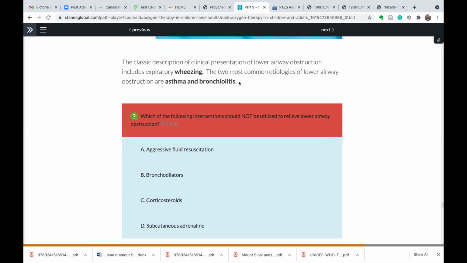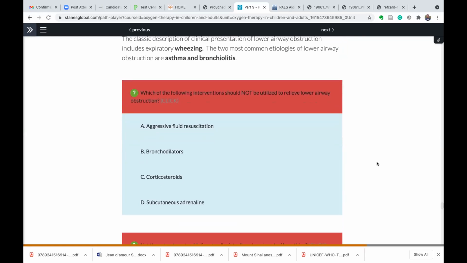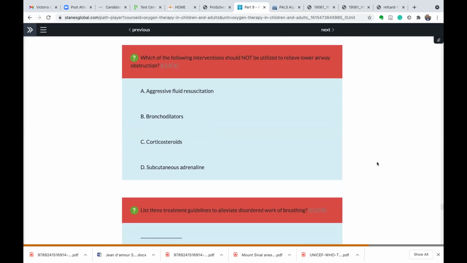Yeah, this is just to remind us that the common etiology of lower airway obstruction include asthma and bronchiolitis. And this brings us to the next question. Which of the following interventions should not be utilized to relieve lower airway obstruction? So fluid resuscitation, bronchodilators, corticosteroids, and subcutaneous adrenaline.